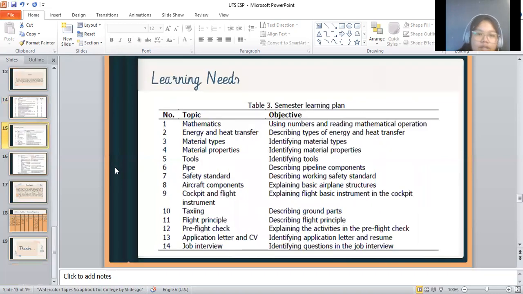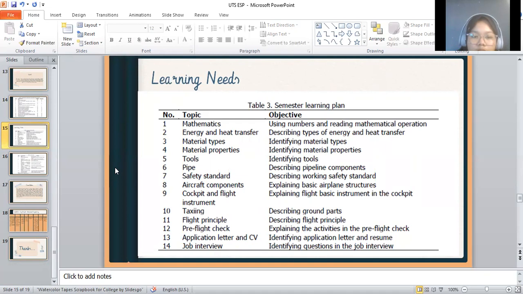And there are learning needs for the semester learning plan. The topic is mathematics, using numbers and reading mathematical operations. The second, energy and heat transfer, describing types of energy and heat transfer. Material types, identifying material types. Material properties, identifying material properties. Tool, identifying tools. Fifth, describe line components. Safety standard, describe working safety standards.